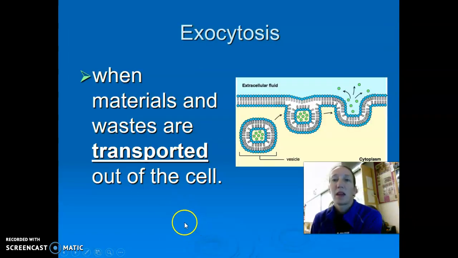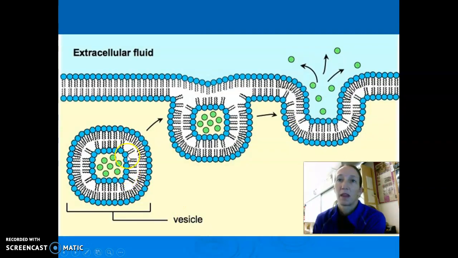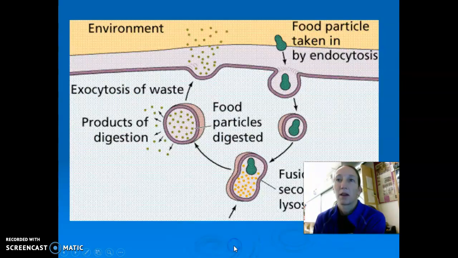Really cool. Okay, so exocytosis is just a process when materials are transported out of the cell. So there's that phospholipid bilayer. It reattaches back up to the original cell membrane, and then poof, out the stuff goes it doesn't need. Okay, so it's really cool how it shows and it reattaches it back up there.